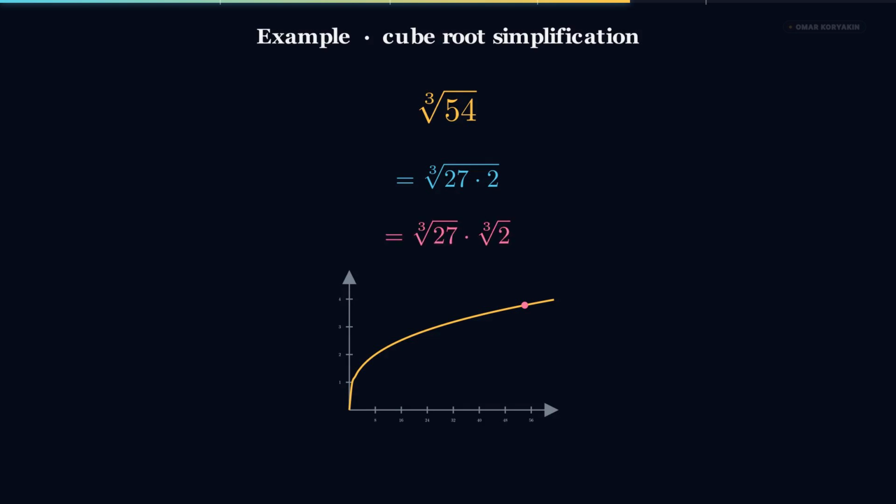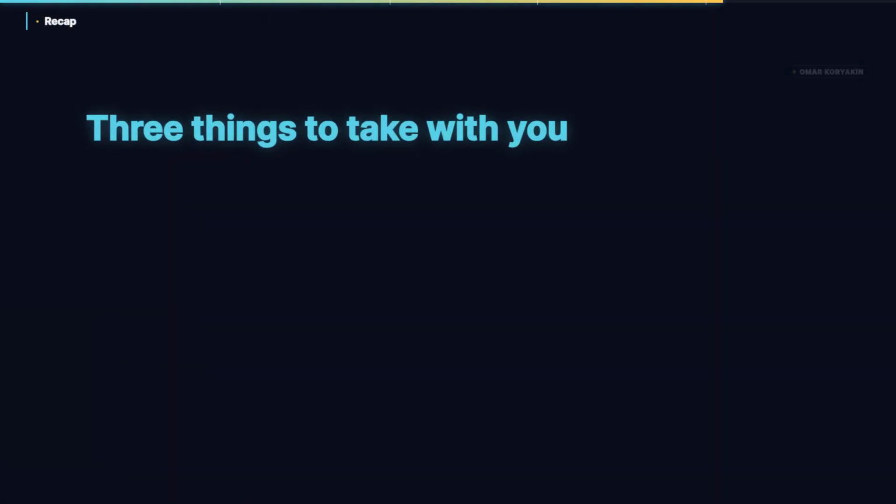Take the cube roots. Cube root of 27 is 3 exactly. Cube root of 2 is irrational and stays under the radical. The simplified form is 3 times the cube root of 2. The dot on the cube root curve shows where 54 lands. The height of that dot is 3 cube root of 2, which is approximately 3.79. The simplified form is exact. The decimal is approximate.